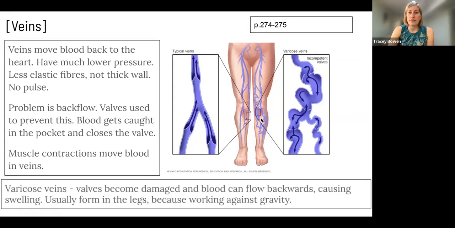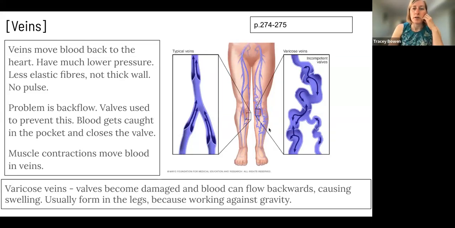And what's happening in varicose veins is that the valves have become damaged and the blood can then flow backwards and pool in your veins. And that'll cause swelling. And they usually form in the legs. This can happen if you are not particularly athletic, if you're sitting for long periods of time due to work, or if you are standing a lot, but not moving around very much for work.